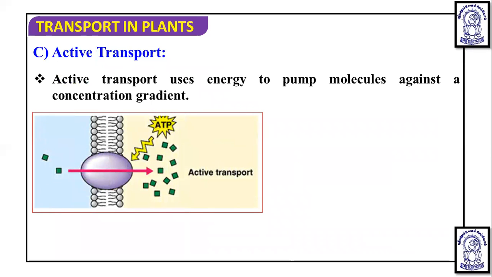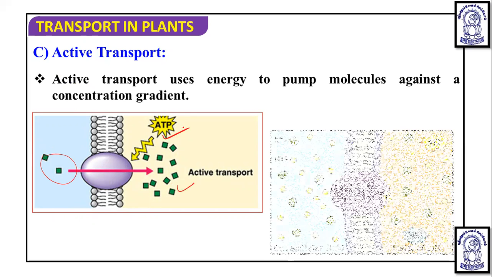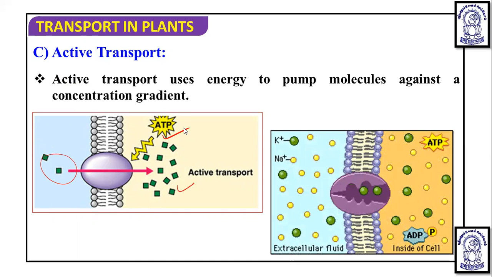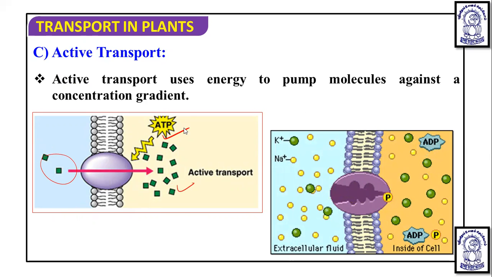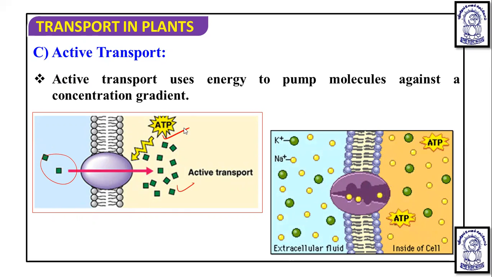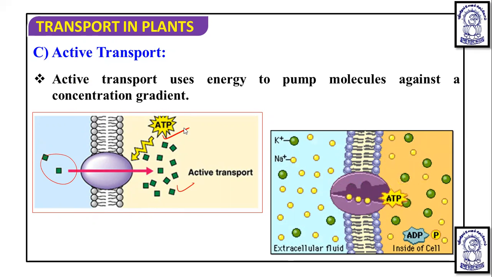But here energy is going to be required. Here you can see these green colored substances are moving from the lower to the higher region, and energy is being used. So this is active transport. Here you can see the green molecules moving inside and the yellow colored ones moving from lower concentration to high concentration. Yellow colored are sodium and green colored are K plus. So K plus is moving inside the cell from low concentration to high concentration, and sodium is going outside to the extracellular fluid by the use of ATP, from low concentration to high concentration. So this is what we call the active transport of the sodium potassium pump.